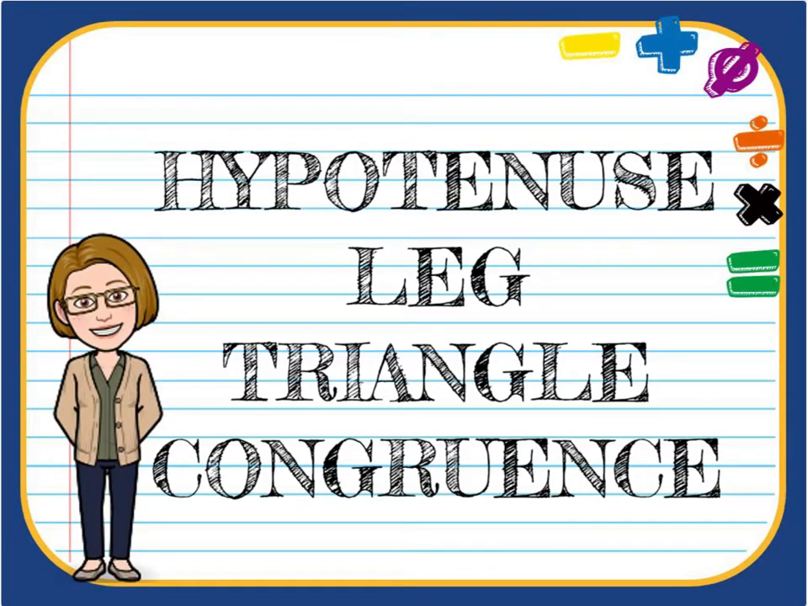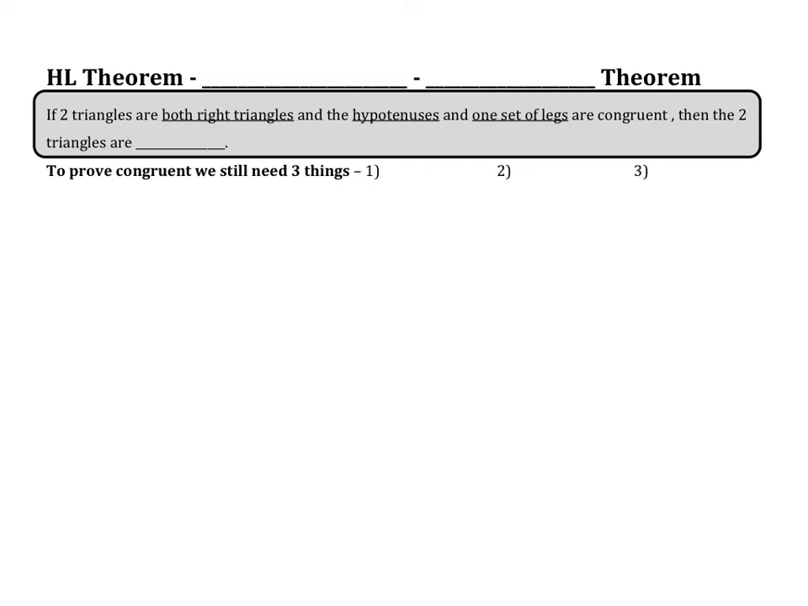We're going to take a look at another triangle congruency theorem, but this one is specifically for right triangles. So this is known as the hypotenuse leg theorem. If both triangles are right triangles and the hypotenuse and one set of legs are congruent, then we can say that the two triangles are congruent.